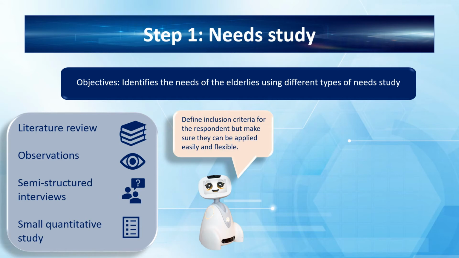An experience from our project is that when you have very strict inclusion criteria for your respondents, for the people that you want to interview or that are in your sample for a questionnaire, it might be very time consuming to gather the responses. So in this phase, you can be more flexible than later in your project about who you're going to interview about this topic.